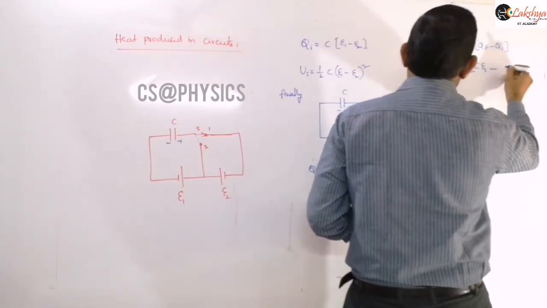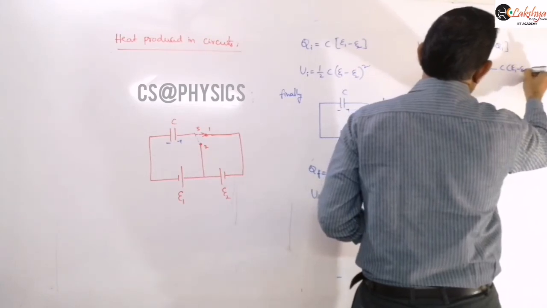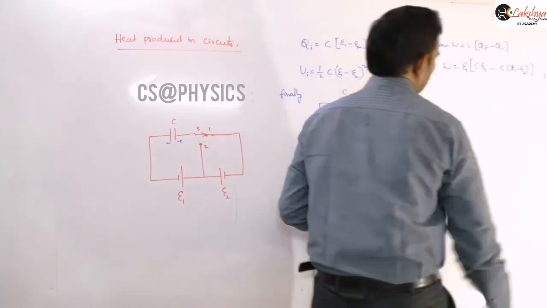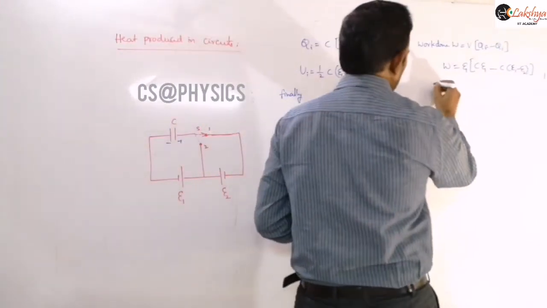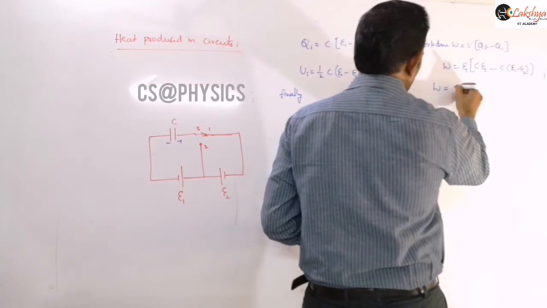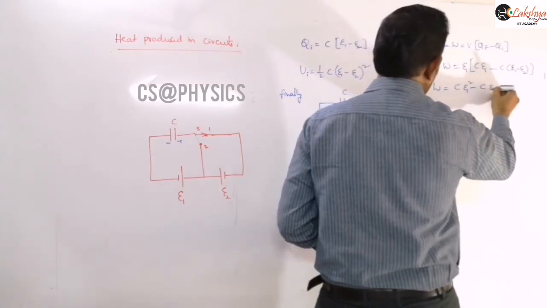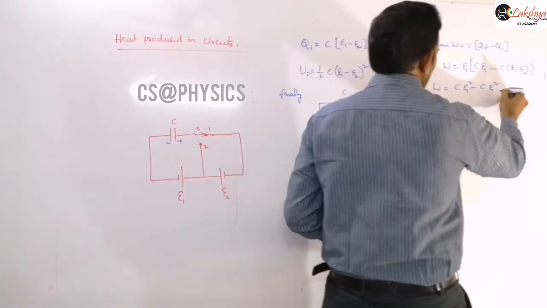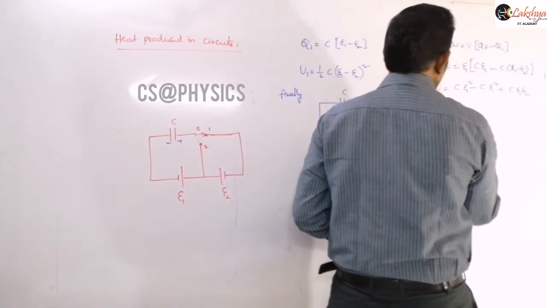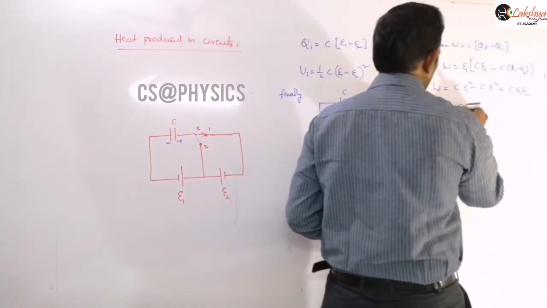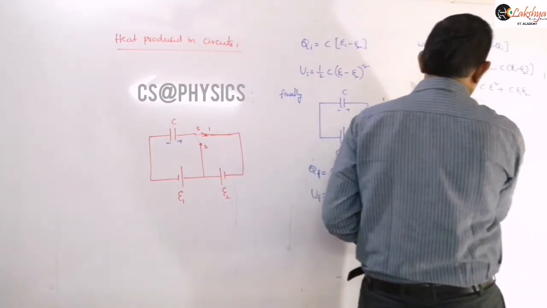minus Q initial is nothing but C of E1 minus E2, right? So that is C of E1 minus E2. Now let us simplify this equation, and you will get the work done expression. C E1 square minus C E1 square, and minus of minus, plus C into E1 into E2. Therefore the amount of work done will be C into E1 into E2. So this is the amount of work done here.